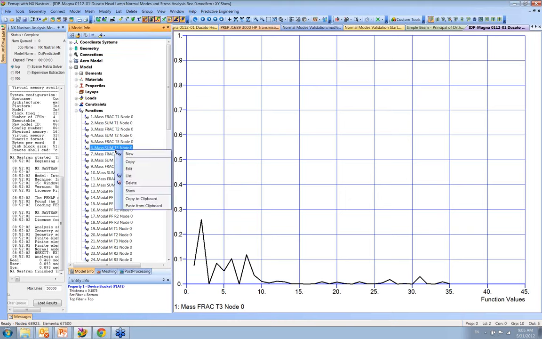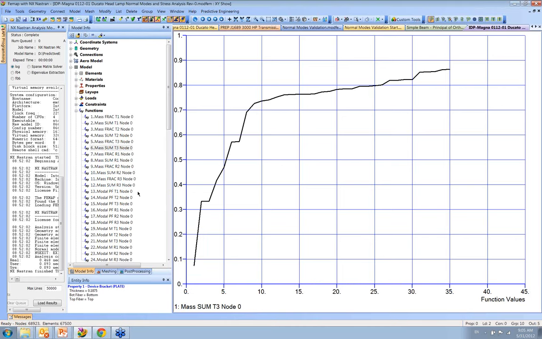You can also look at the sum through here, and it shows how the mass adds up, and you get up to about 86% when you're out 35 modes. So this is capturing the mass of the structure. A lot of vibe specs will say to sum up your modes up to 90% of the mass of the structure.